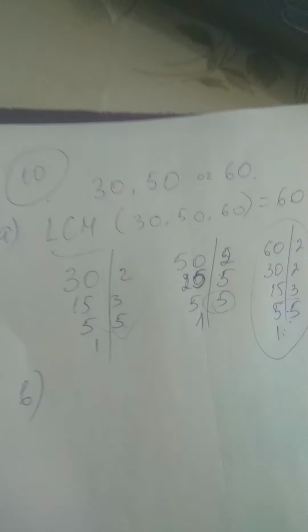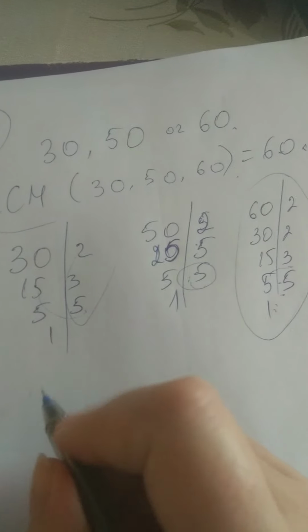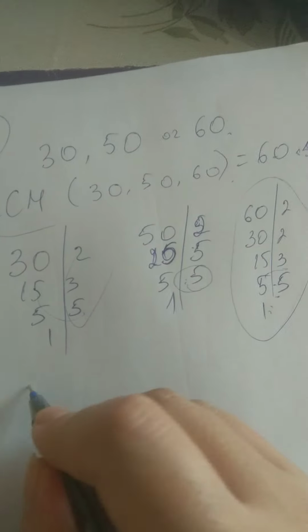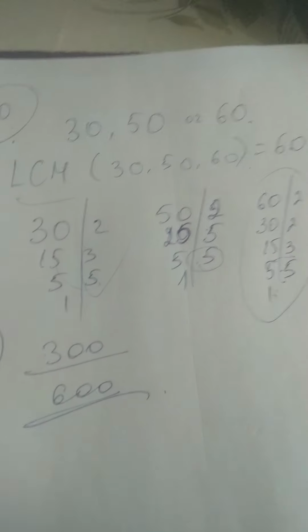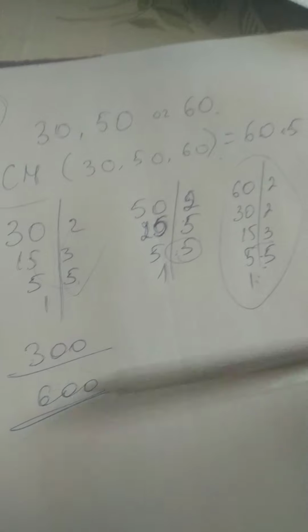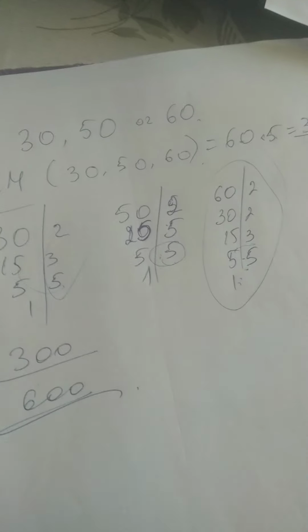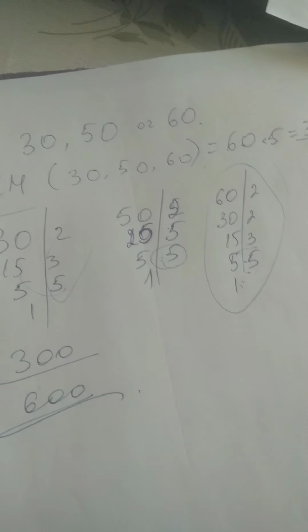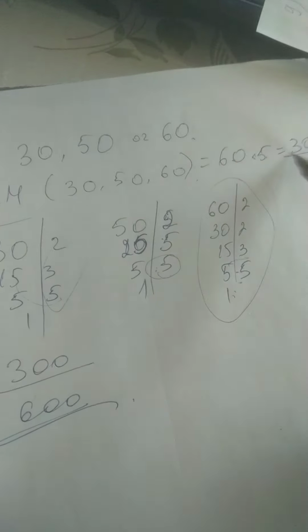But for the variant B, they ask, could there be more than one answer? Yes, it could be, because for example, 300 is our answer, but 600 is also our answer. 600 can be divided by both of them. 600 is also the total teaching time. If they ask you why, you can reply like that, because 600 can be divided by 30, by 50, by 60 as well. And it's also the total time.